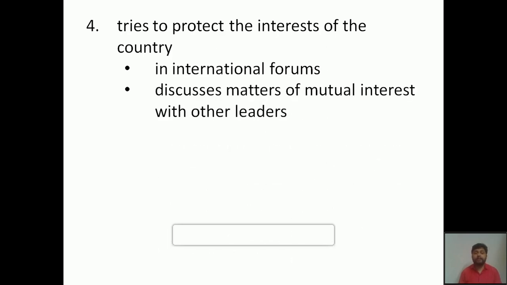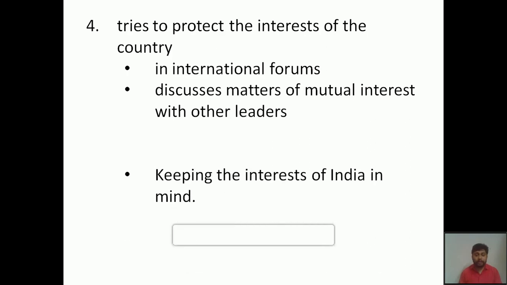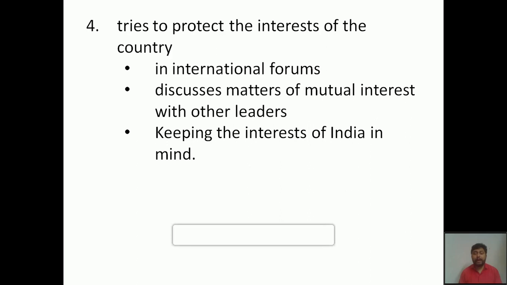Discusses matters of mutual interest with other leaders. We have a better idea about all these things because our Prime Minister is making visits to different nations in order to have good relations with other countries as well as to develop mutual interest with other leaders, keeping the interest of India in mind. So whenever he is visiting another leader, he will have only one intention in his mind, that is the interest of his country, the interest of India.